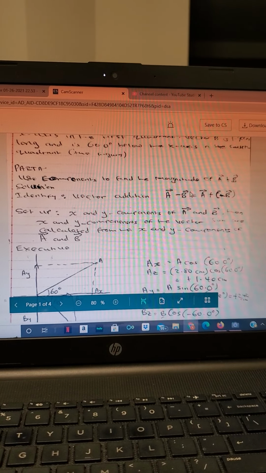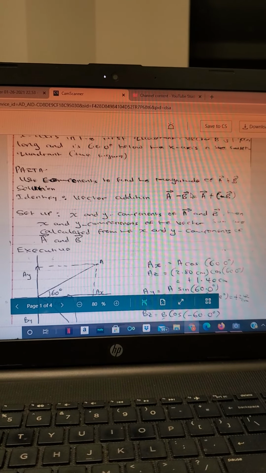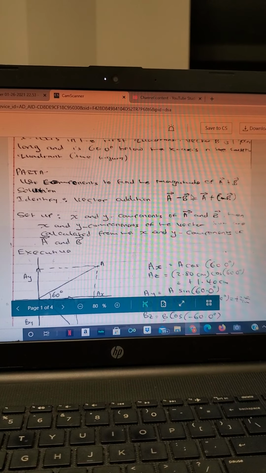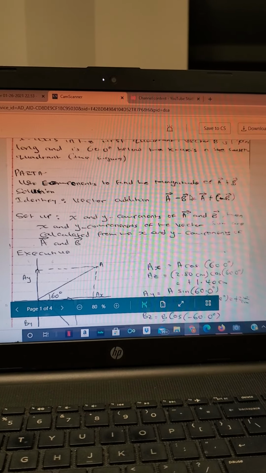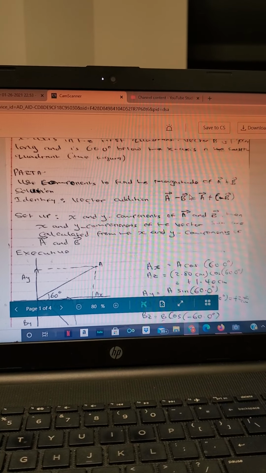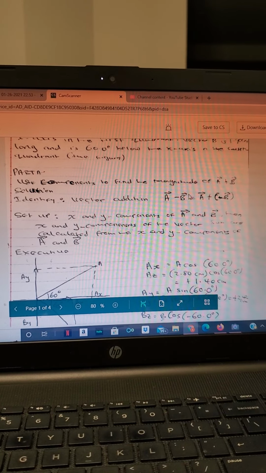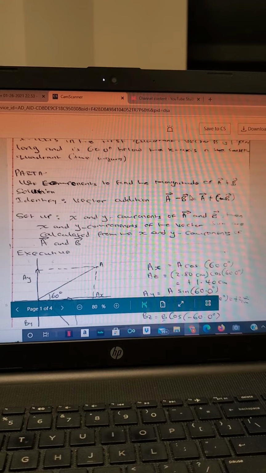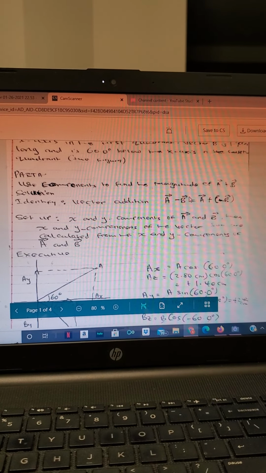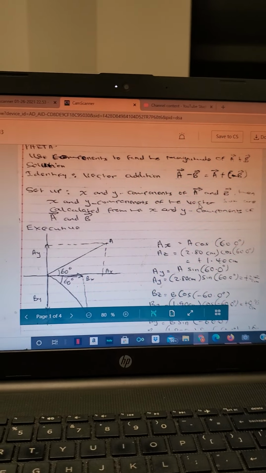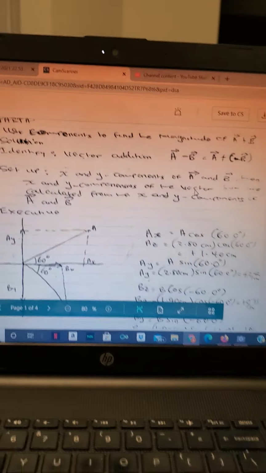So what I've been asked to do is find the magnitude of vector A plus B, find the magnitude of vector A minus vector B, and find the magnitude of vector B minus vector A. As well, we need to calculate and sketch the graph. We need to evaluate it. So this is my first setup.